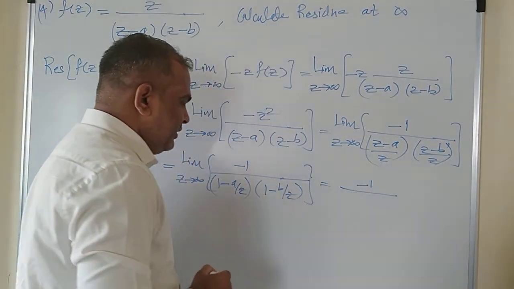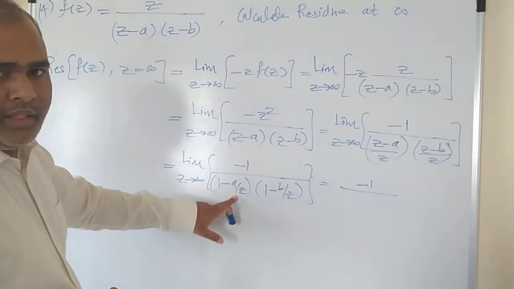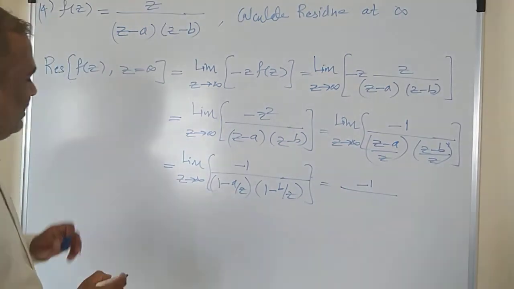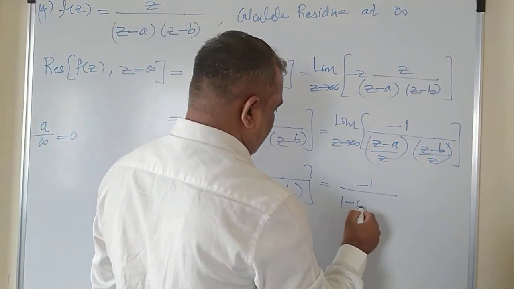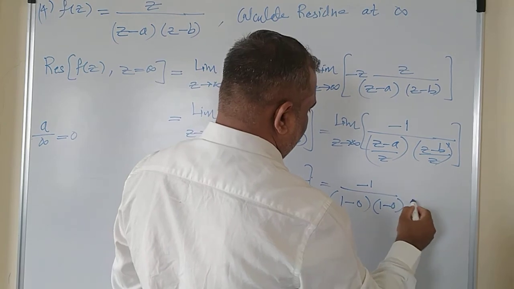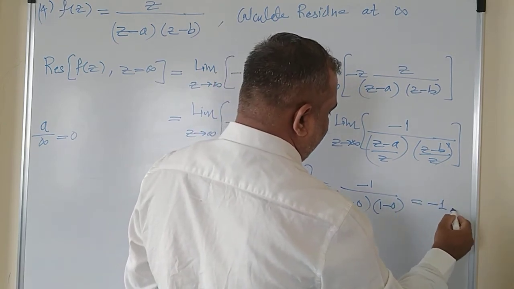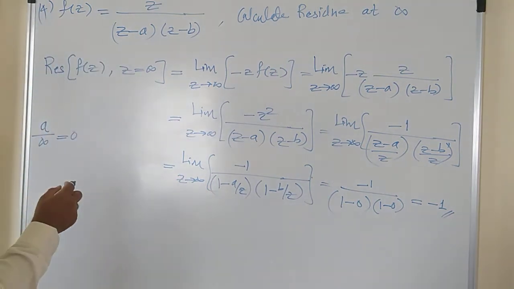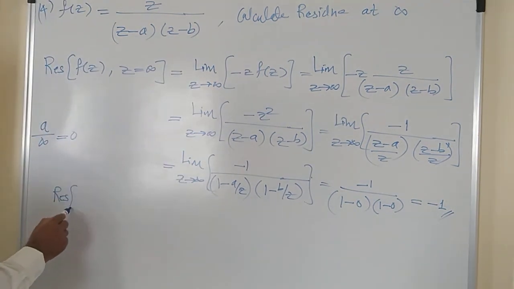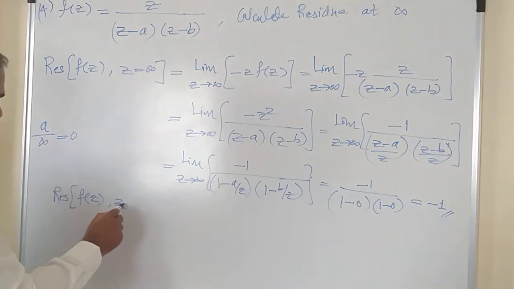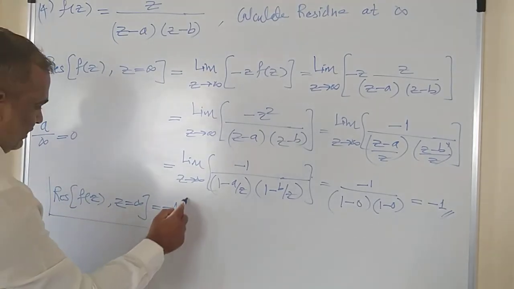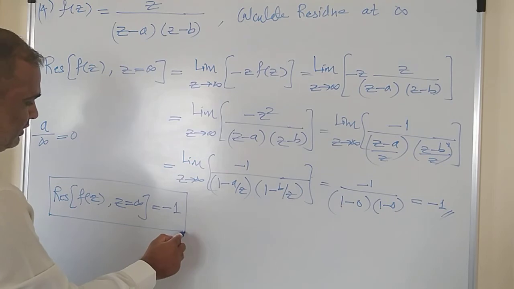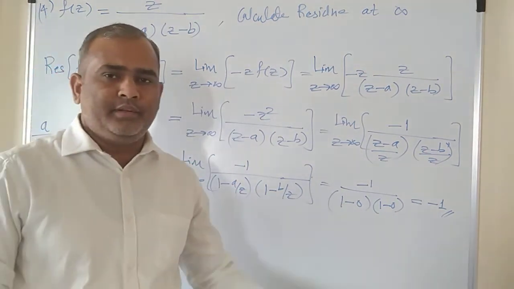So at the numerator you are having minus 1. In 1 minus a by z, a by infinity is some constant value upon infinity, which is always equal to 0, right? So 1 minus 0, and here you will get 1 minus 0. So ultimately at the denominator you are having positive 1 and your answer is minus 1, and therefore I can say the residue of the given function f of z at z equals infinity is equal to minus 1, and this is the answer of your complex function at z equals infinity.